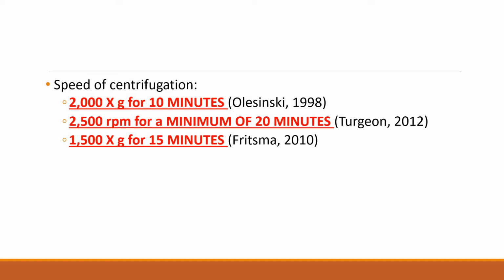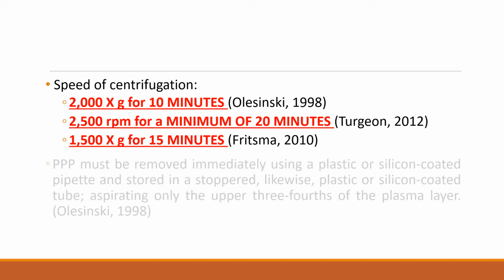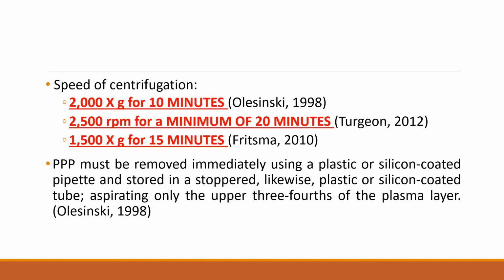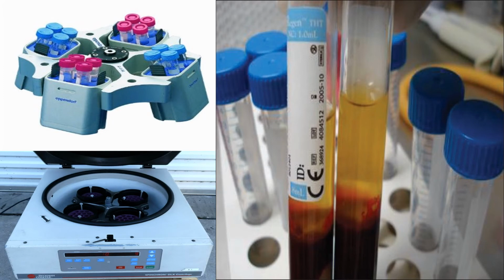After you have placed a sample inside a centrifuge, the platelet-poor plasma will be separated from the red blood cells. The PPP must be removed immediately using a plastic or silicone-coated pipette and stored in a stoppered, likewise plastic or silicone-coated tube. The reason for this is that we have to use a plastic test tube to avoid the premature activation of the coagulation system.